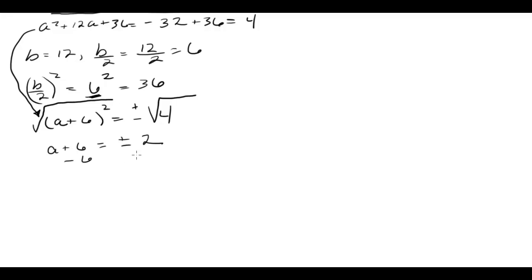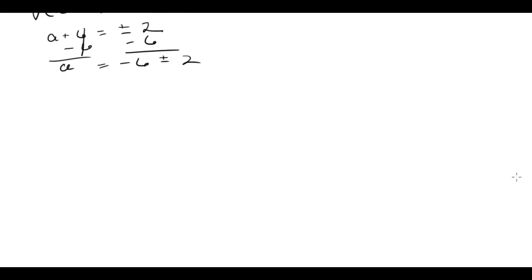To solve for a, we're going to subtract 6 from both sides. And what do we get? Well, that's going to cancel. And we get a equals minus 6 plus or minus 2. Which means a equals minus 6 plus 2, or minus 6 minus 2. Minus 6 plus 2 is minus 4. Minus 6 minus 2 equals minus 8.